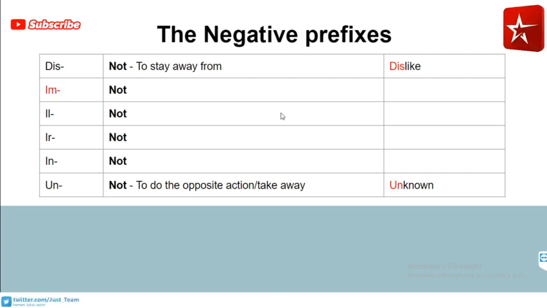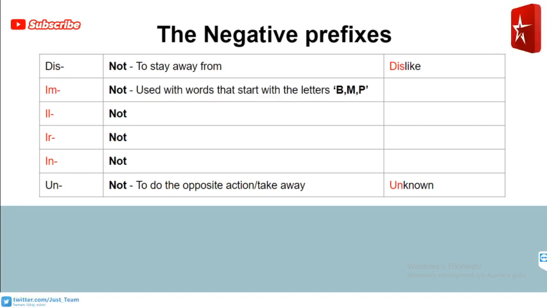So what about im, il, ir, and in? Well, they basically all have the same meaning. In fact, they are the same prefix. The way we use these prefixes really depends on the first letter of the root or stem that we want to connect them to. Let's have a look at im, for example. Im is used with words that start with the letter B, M, P. These sounds we call bilabial sounds. Say those words: b, m, p.